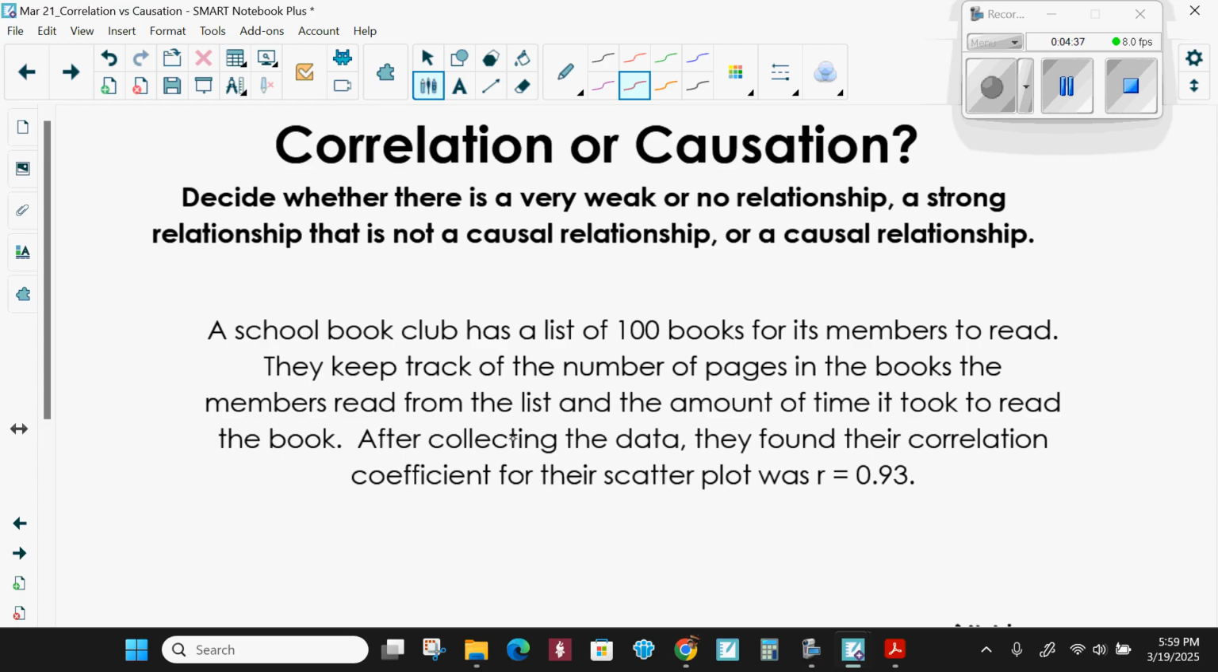Some people may read books faster than others. Some people may take a very long time to read, not necessarily because of the number of pages, but just because they're slow readers. So there could be a case for causation, but not necessarily. I would say this is more like a strong relationship, but not necessarily a causal relationship. So strong correlation, but we'll put a question mark on causal.